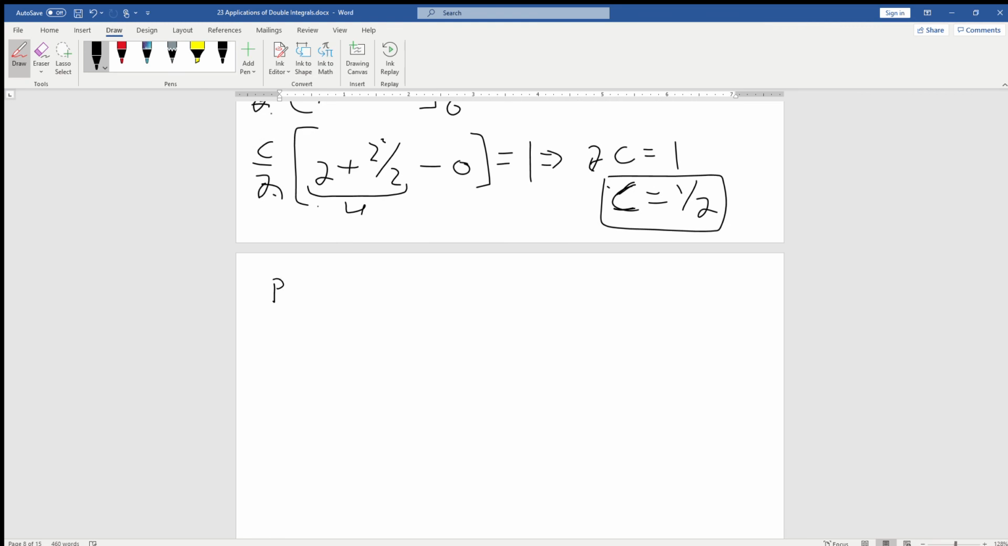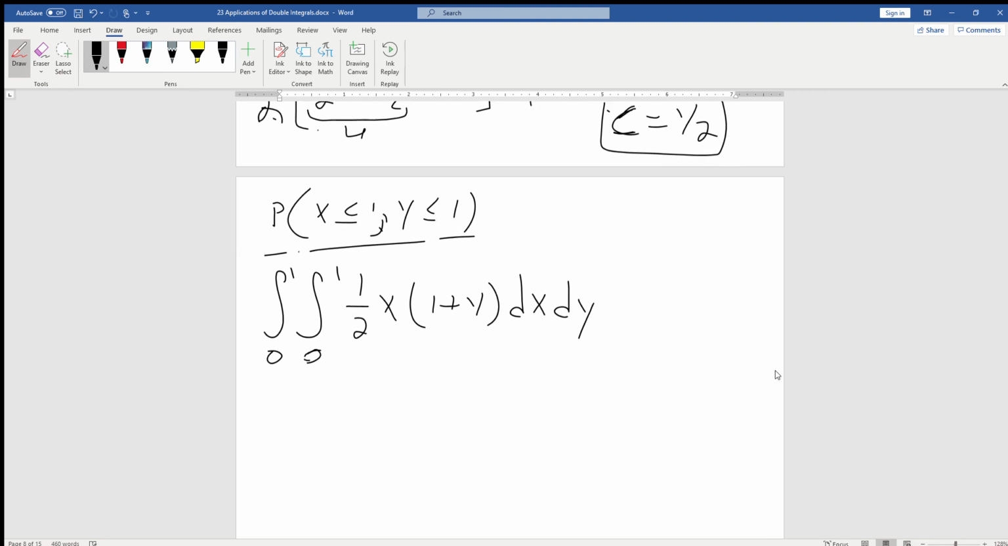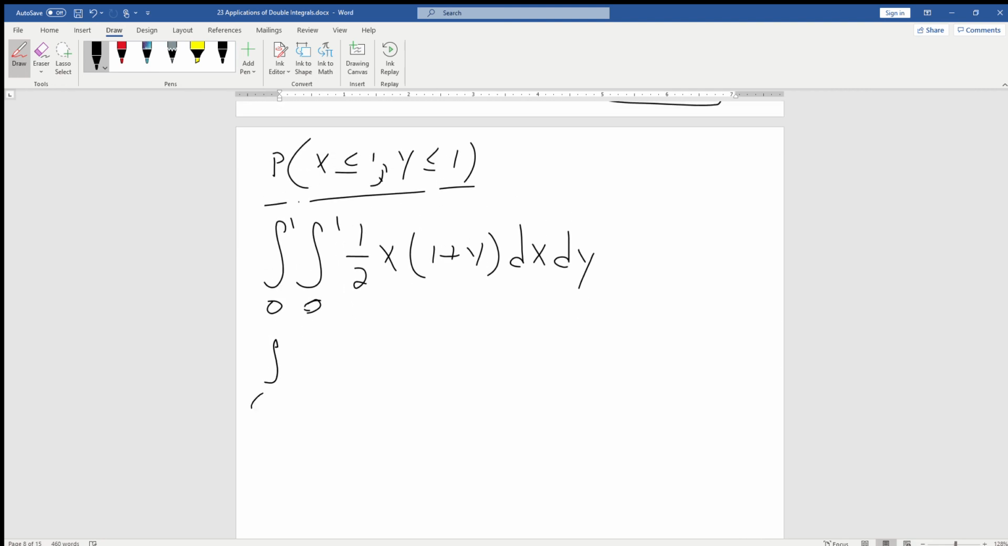So now the probability that x is less than or equal to 1 and y is less than or equal to 1 is going to be given by the double integral 0 to 1, 0 to 1. C is 1/2, and then remember our density function x, 1 plus y, and then it doesn't matter dx dy or dy dx because they both range from 0 to 1. I think initially we had dx dy. So let's just keep it in that order. We're going to integrate. So now we have integral 0 to 1 of 1/2 times 1/2 x squared, 1 plus y. X is going to range from 0 to 1, and we have dy.